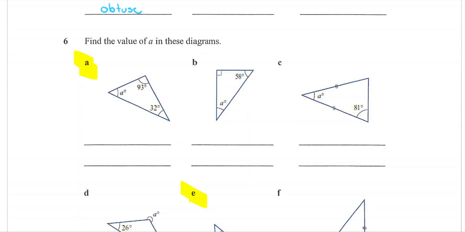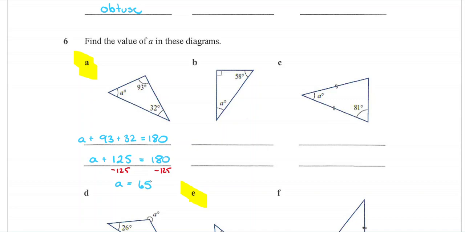Question 6. Using triangles, what's the angle sum of a triangle? 180. So these numbers have to add to 180, make an equation. A plus 93 plus 32 equals 180. Now, before we do any opposites, collect these up. What is 93 plus 32? Yeah. Okay, then I do my opposite, which is to subtract the 125. And I get my answer, which is A equals 65.